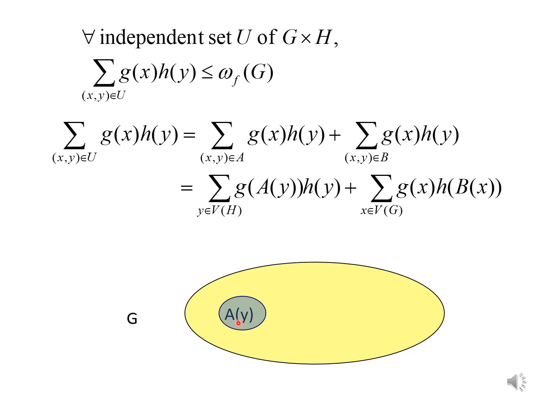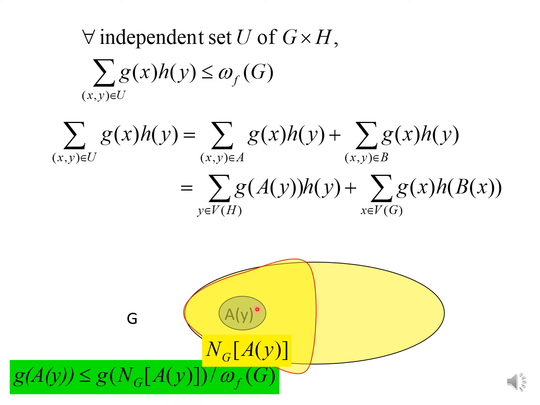This is A Y. A Y is an independent set of G. I'm going to calculate the weight of this part under this weight assignment g. g is a fractional clique of G. I take this closed neighborhood of this independent set, including the independent set and all their neighbors. I claim the weight of this part is going to be bounded by the weight of the big part divided by the fractional clique number of G. This is a claim. I'm going to prove it.